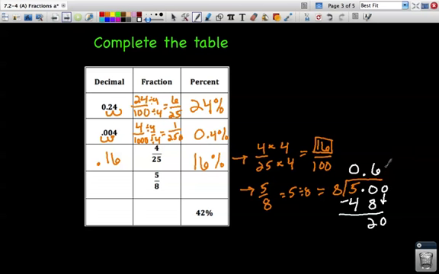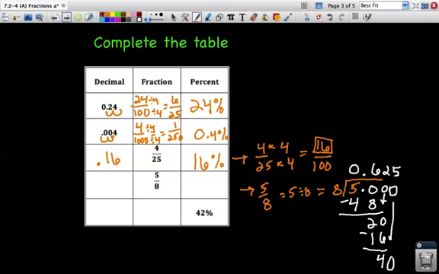8 goes into 20 2 times, subtract 16. I'm left with 4. I need to bring down, I ran out of room on my screen. There we go, we're good. I need to bring down another 0. And I'm left with 40. 8 goes into 40 5 times. I keep on right-clicking. I'm sorry, guys. And 8 times 5 is 40, so I don't have any more remainder. So I do get 0.625.